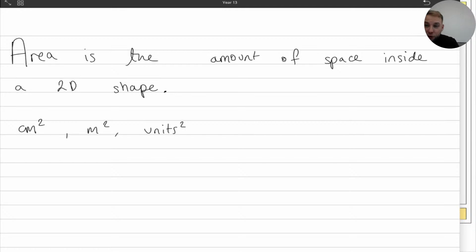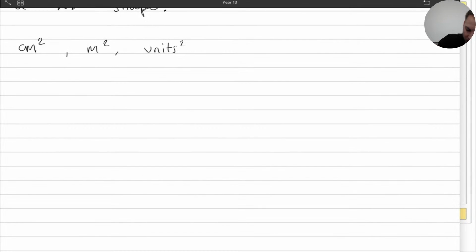Now, there's going to be a few that we focus on today. The ones we're going to focus on are quadrilaterals and triangles. So let's do the area of a rectangle first of all. So write in your book, area of a rectangle.